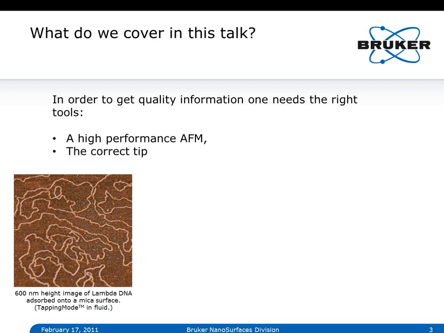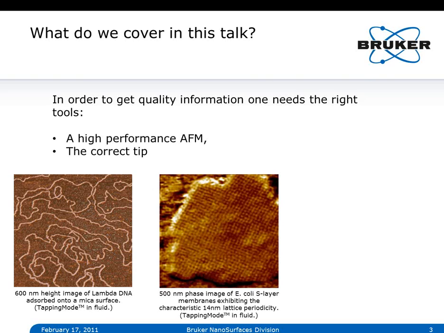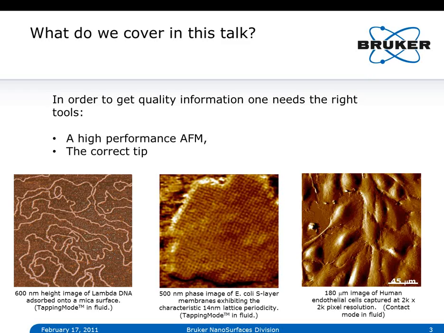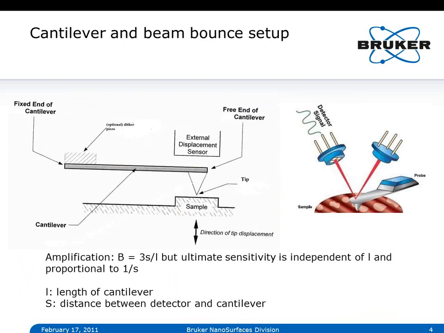And I'm going to have 3 examples here. Information of a single molecule, DNA, in fluid and tapping mode; an S layer of an E. coli bacteria membrane, showing the 40 nanometer periodicity in fluid; and a contact mode image also obtained in fluids on human endothelial cells. So what kind of tips do we need to get data like that, and why do we need these tips? This will be the topic of today's webinar.